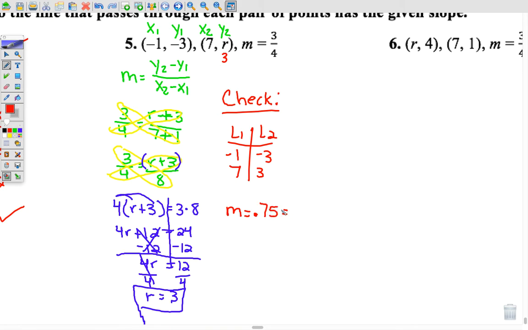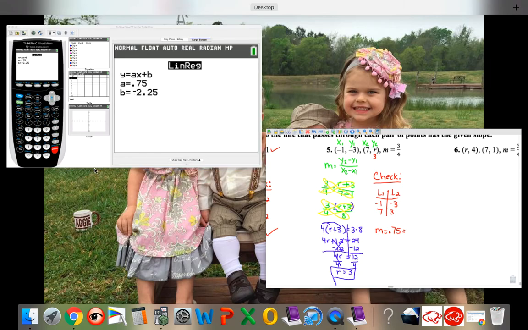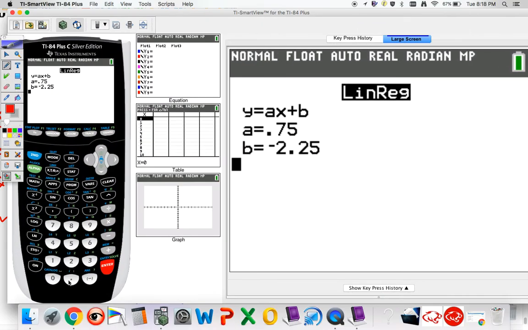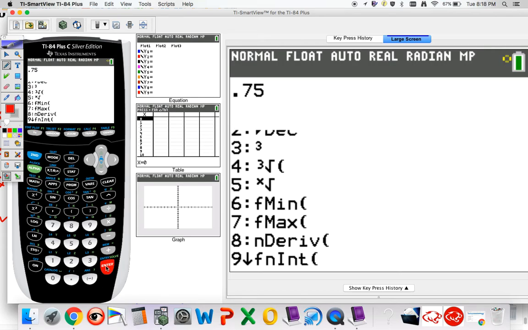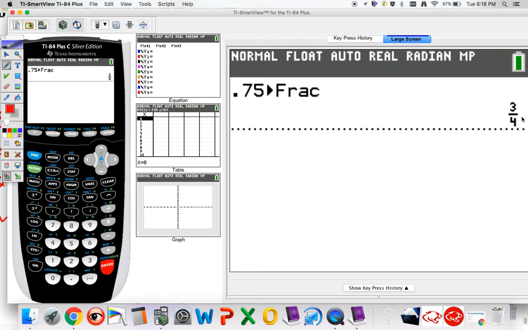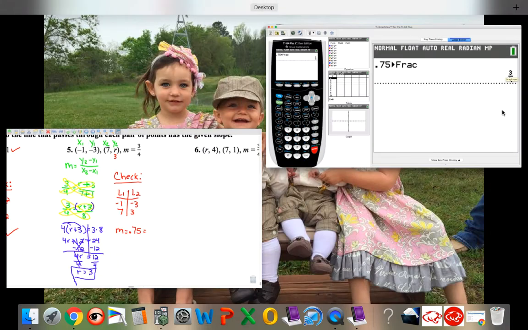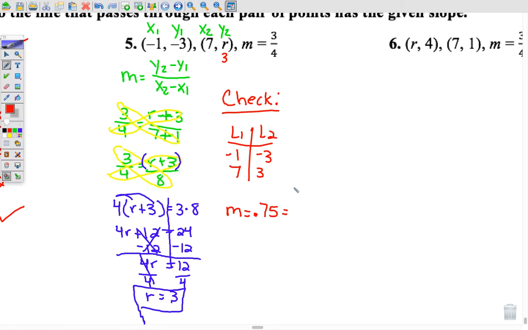And you can check that, okay, because we want it in fraction form. So if you just type that in over here, 0.75, and hit math, enter, enter, it'll show you right here that the fraction is 3/4. So that does equal 3/4. So that slope is the same as my slope up here. So I know my answer, r equals 3, is correct.